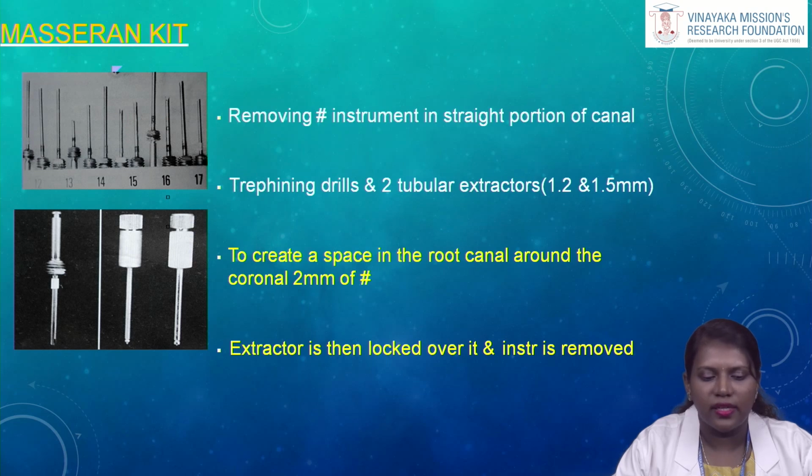Next one is the Masserann kit, and this helps in removal of fractured instruments in the straight portion of the canal. Trepan drills and tubular extractors, about 1.2 and 1.5 mm, are used to create a space in the root canal around the coronal 2 mm of the fractured area. The extractor is then locked over and the instrument is removed.